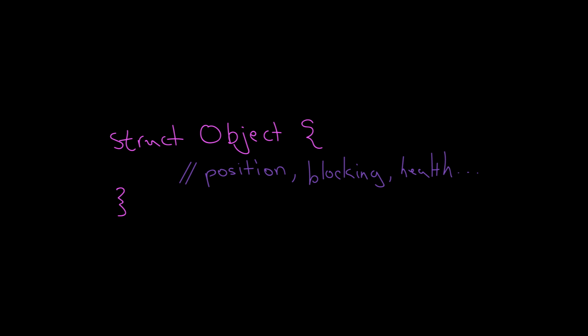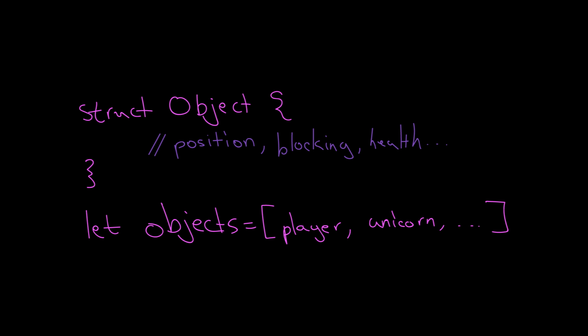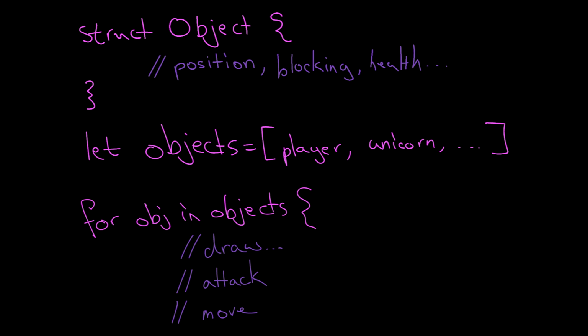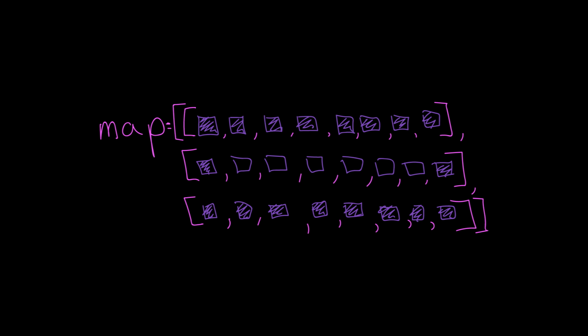This one is kind of interesting, because we're just going to keep all our objects, which is everything. It's going to be enemies and items and ourselves. They're just going to be in an array that we're just going to iterate through. And the map is a two-dimensional array with tiles.